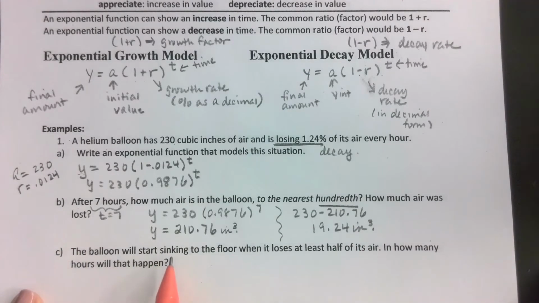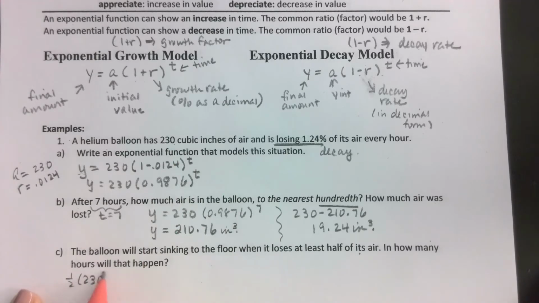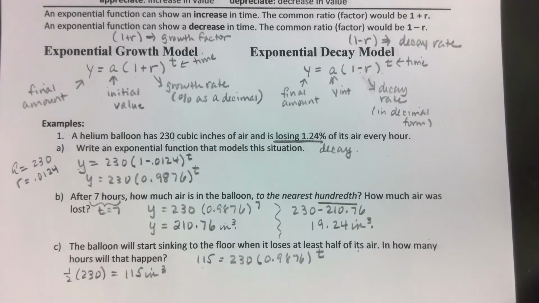The balloon will start sinking to the floor when it loses at least half its air. In how many hours will that happen? So if the balloon loses half of its air, half of your 230 would be 115 cubic inches of air. So we want to know when this 115 will equal 230 times 0.9876 to the t. So here we're looking for the t in the equation.